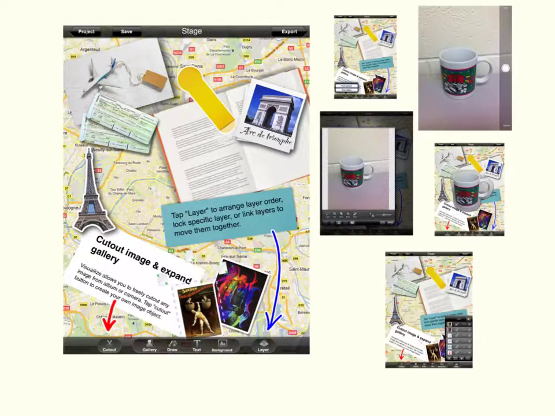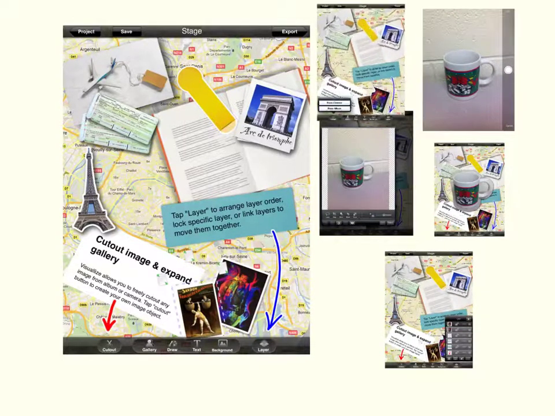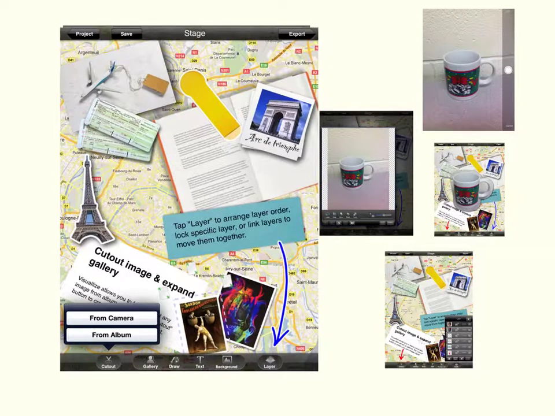The second project shows us about the cutout and the layer features. When you click the Cutout button, this small menu will appear. You can choose From Camera or From Album to create a cutout, but I will just show you how to do it from the camera, because choosing an image from your album is essentially the same thing.